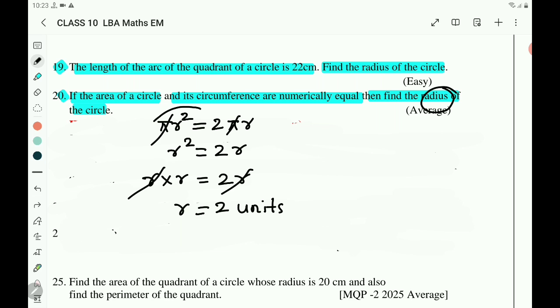Here you write the formula for the area, and here you write the formula for the circumference, that is pi r square equals 2 pi r. 5 cancels, you will get r square equals 2r. R square can be written as r into r, and r cancels. What is remaining? This r is equal to 2 units.